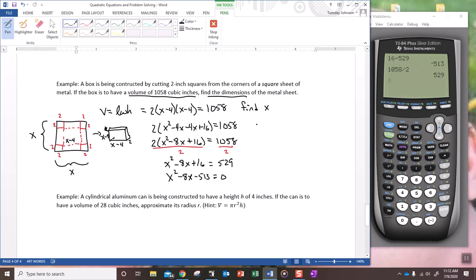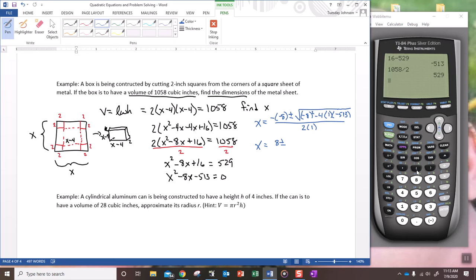And I'm going to use the quadratic formula. Anytime I have it simplified like this, I see a number like 513. 3 goes into it. Actually, 9 goes into it also. But I don't want to factor that. I don't want to complete the square to use the square root property. I'm going to jump straight to the quadratic formula. Negative b plus or minus our discriminant. That's negative 8 squared minus 4 times 1 times a negative 513 all over 2 times 1.